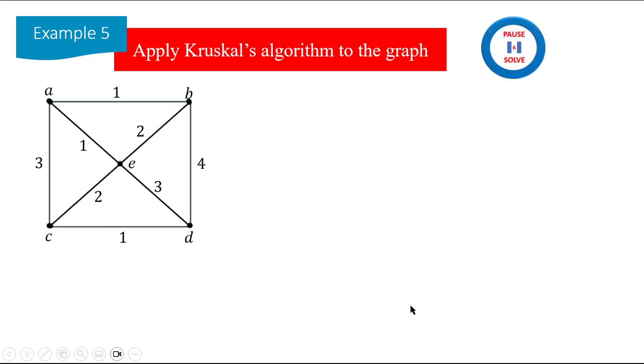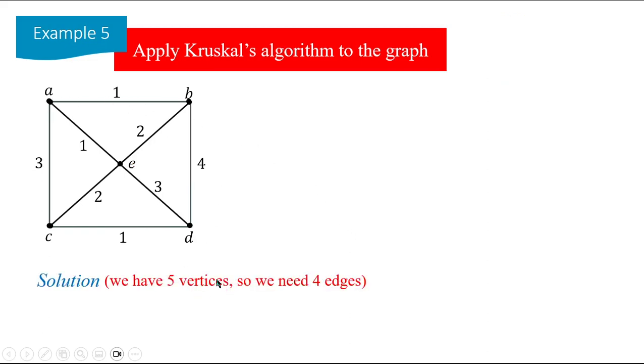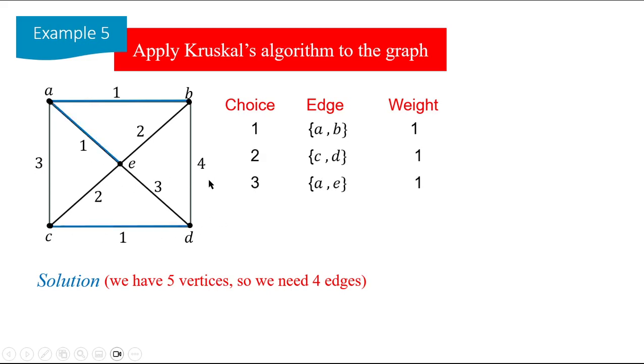Example 5. Apply Kruskal's algorithm to the graph. Now, the same thing here. We have 5 vertices. We need 4 edges. Take the ones. This is 1. You can take this one now if you want, or you take this one here. I took maybe this one here. Okay, CD. And then I take this one here.